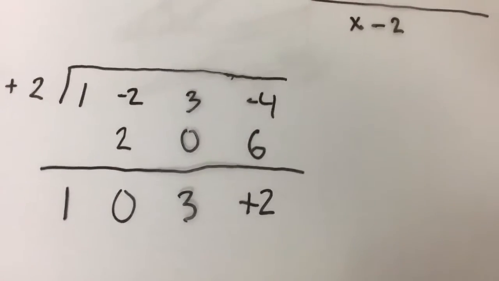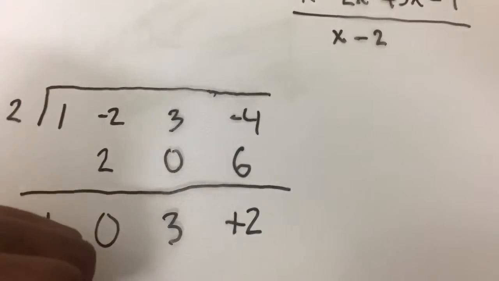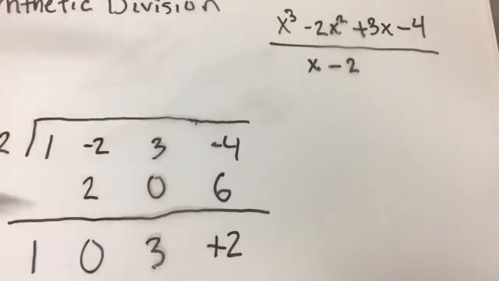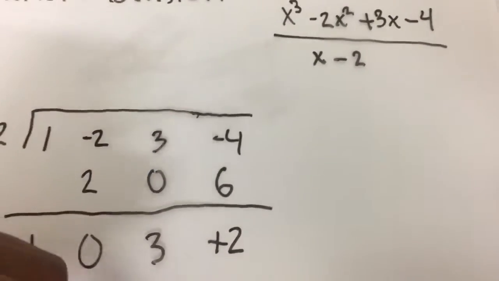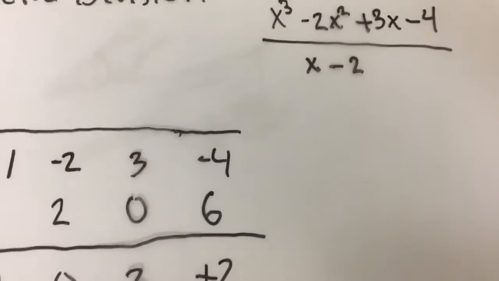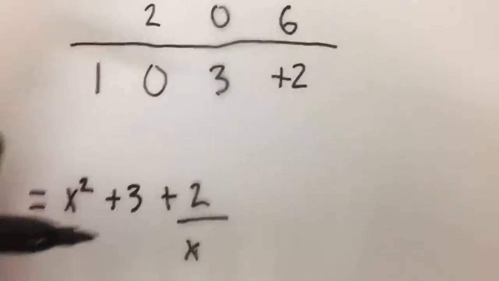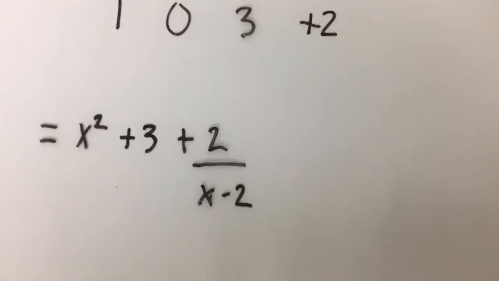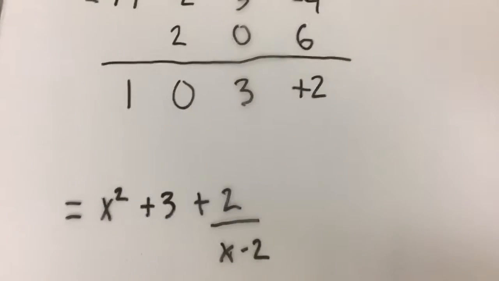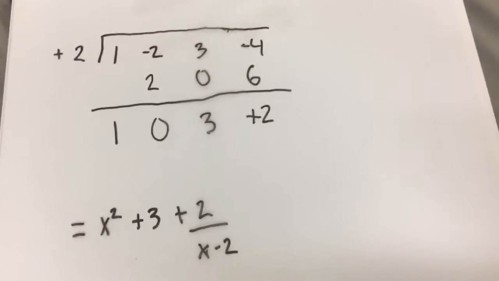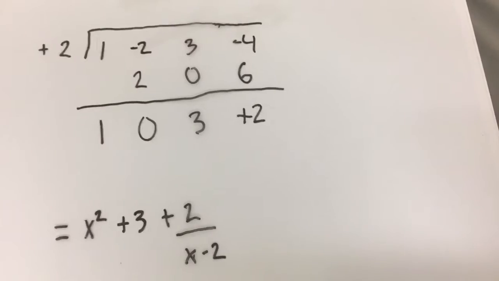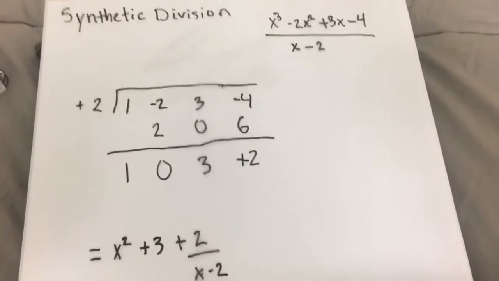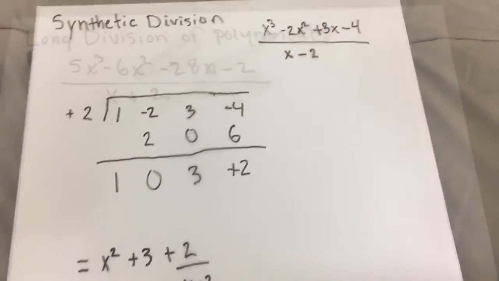And then plus 2. And remember, 2 is our remainder. The way we write that, we write 2 over the divisor, which is x minus 2. And that's going to be our answer. It's going to be x squared plus 3 plus 2 over x minus 2. You can see it. And that's how you do synthetic division.